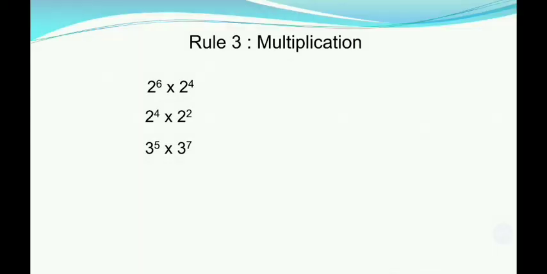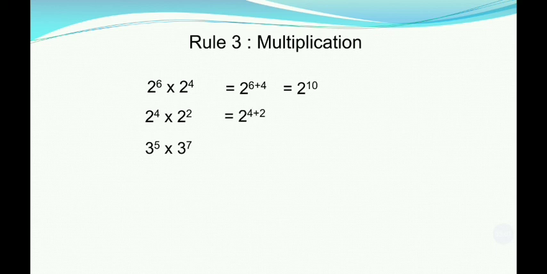Next, we have rule number 3, that is multiplication. So let us see the first example here. 2 to the power of 6 into 2 to the power of 4. It can be written as 2 to the power of 6 plus 4. Instead of writing 2 into 2 into 2, 6 times multiplied by 2 into 2 into 2, 4 times, we can simply add the powers. So here 2 to the power of 6 plus 4, it becomes 2 to the power of 10.